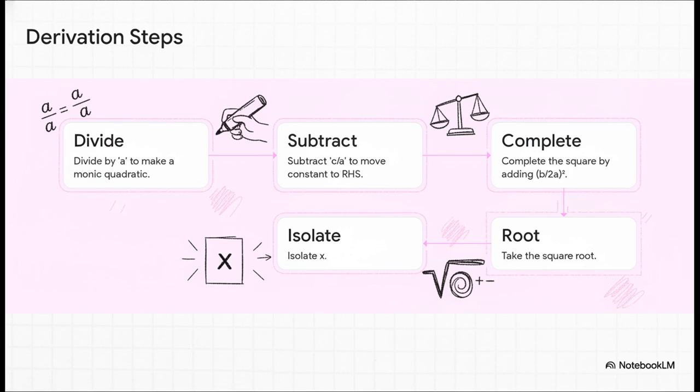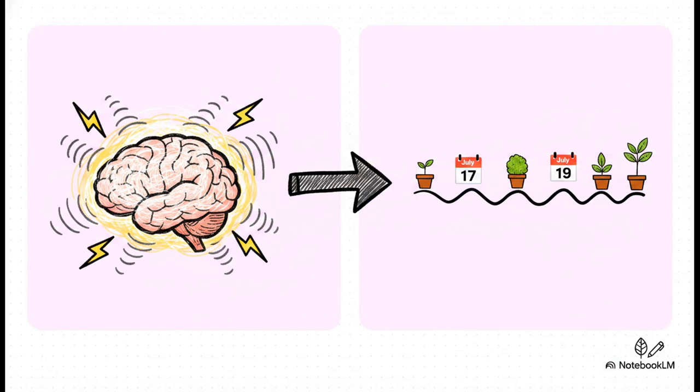Step 4, take the square root of both sides. And finally, Step 5, isolate x. By presenting it this cleanly, we give students a ladder to climb rather than a massive wall to scale. But here's the thing, just knowing the steps isn't enough. How do they actually memorize this complex derivation?